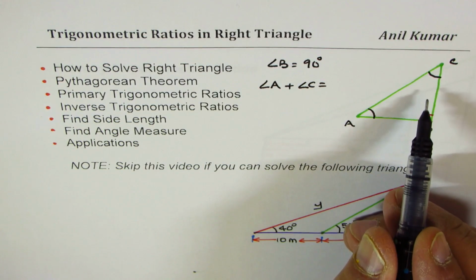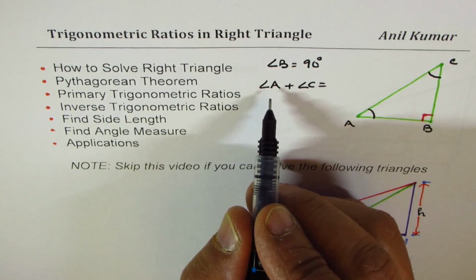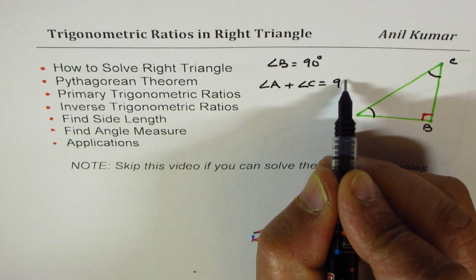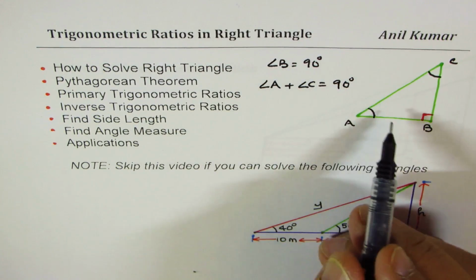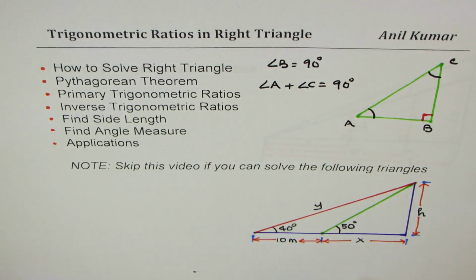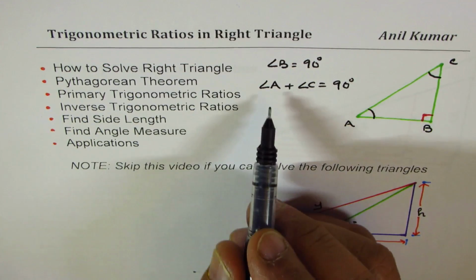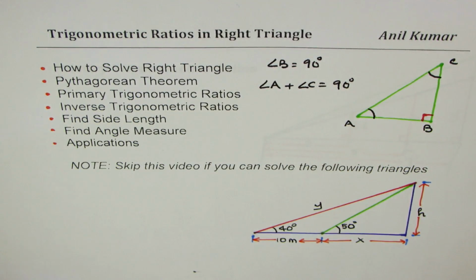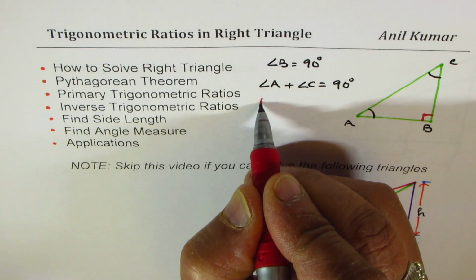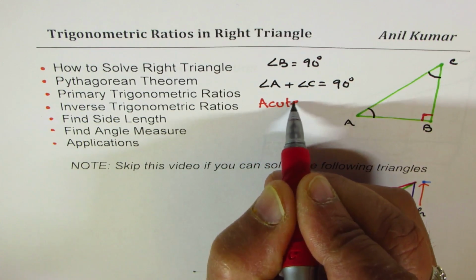The sum of all three is always 180 degrees, so the other two will add up to 90 degrees, correct? So all three will make 180 degrees. What you notice here is that all these other angles are really acute angles, correct? So we'll also be solving acute angles.